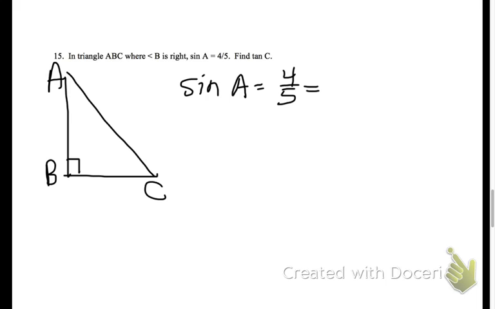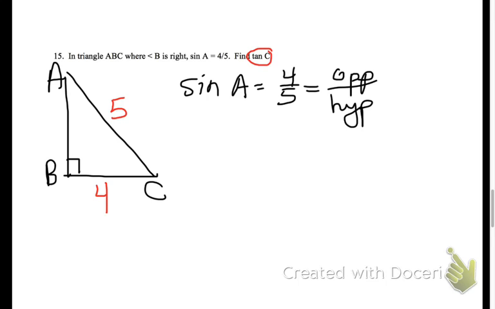That ratio is the ratio of the opposite to the hypotenuse. That's what the sine ratio is. So the 4, we can actually label our diagram. The 4 is the opposite side of A, and then the 5 is the hypotenuse of the triangle. That's going to give us the information that we need in order to figure out the tangent of angle C.